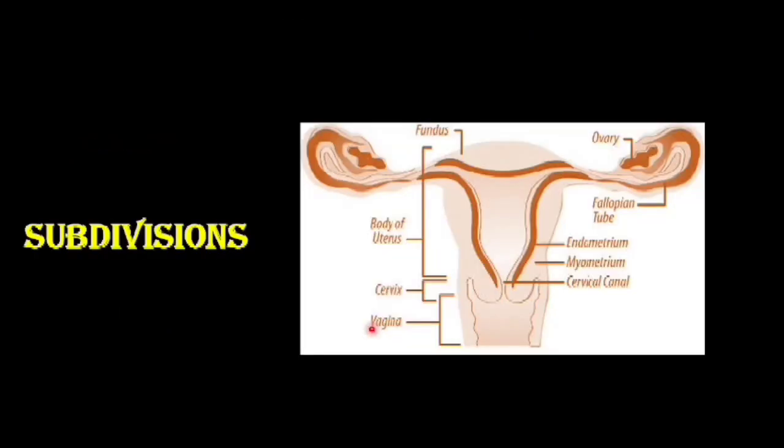Now we'll see the subdivisions of the uterus. Here you can see the openings of the two uterine tubes. If you imagine a horizontal line connecting the openings of the two uterine tubes, the expanded part above the line is known as the fundus. The part below is known as the body, and the body extends up to a constriction known as the isthmus, which corresponds to the internal os of the cervical canal. So the body extends from the fundus to the isthmus. The rest is known as the cervix. So the three subdivisions are fundus, body and cervix.